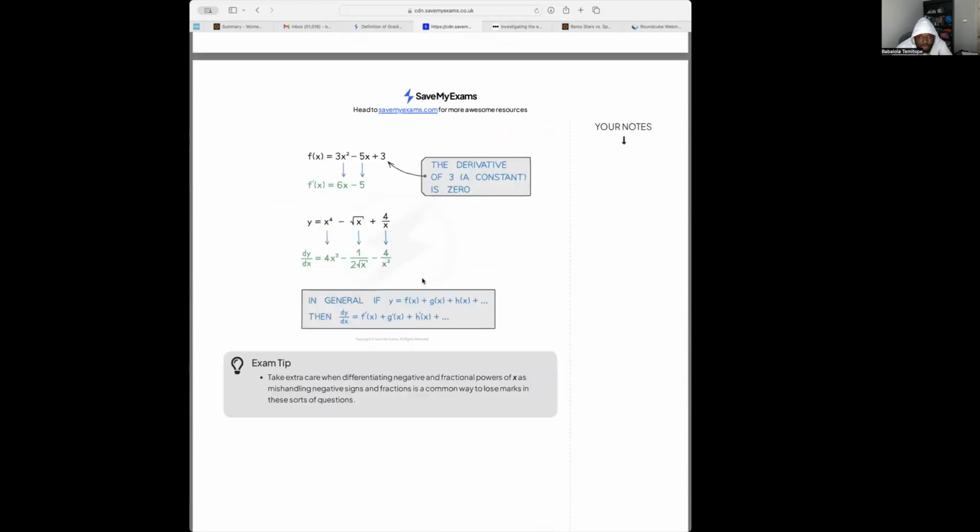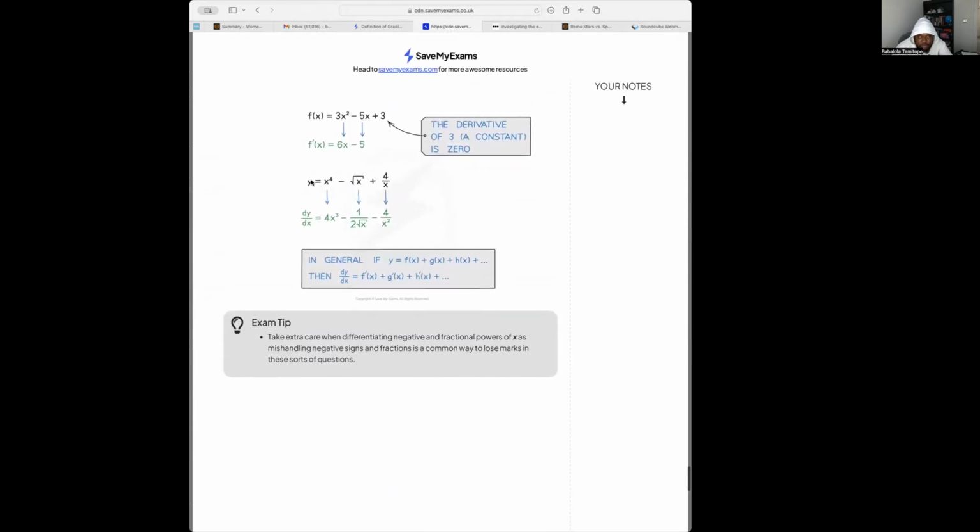So you do this one too. You see this 6x minus 5. This one is what? 4x cubed differentiation. So teach us to differentiate a square root function.